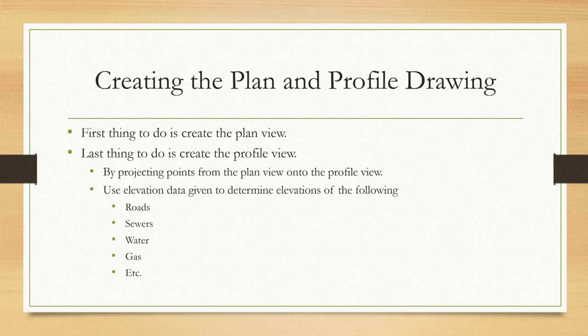So creating a plan and profile drawing, the first thing you do is create the plan view. You need to be able to orient the profile view to that plan view. So always create that plan view first, so that way you can bring stuff from that plan view down to your profile view. So you'll be projecting those points down. The profile view is where you're going to use the elevation data to determine elevations of the following: roads, sewers, water, gas, etc.